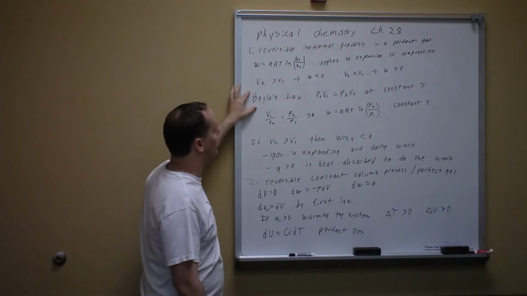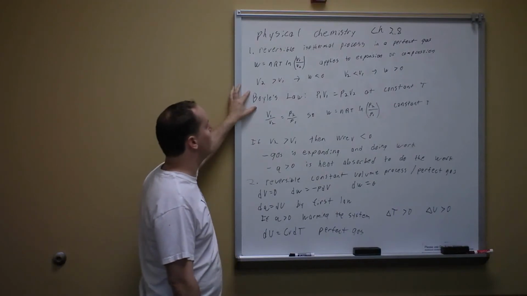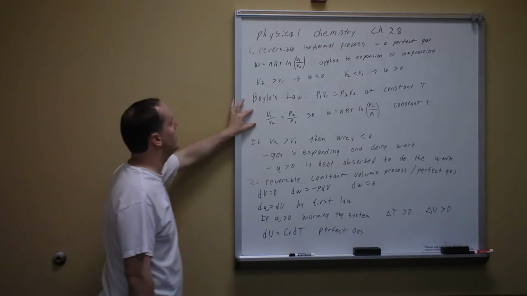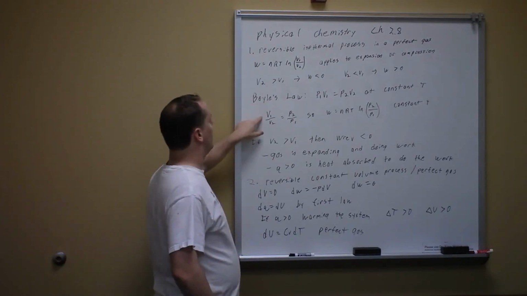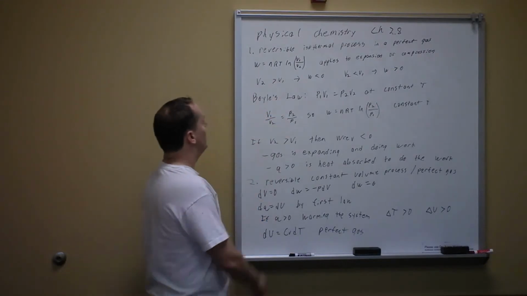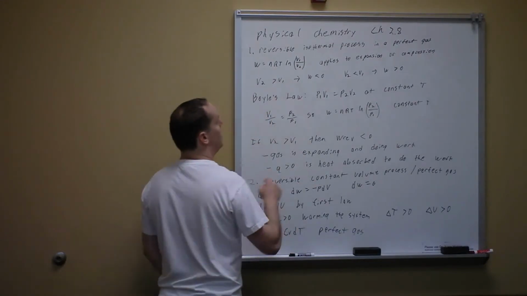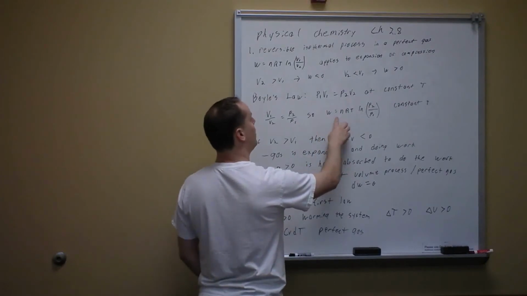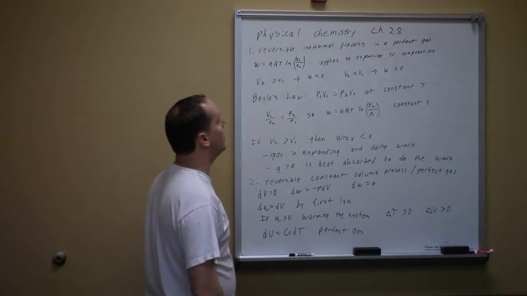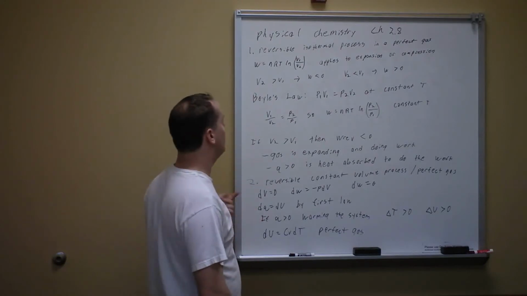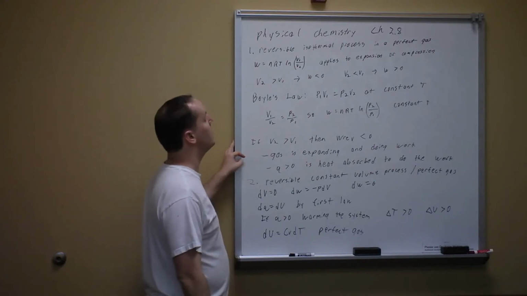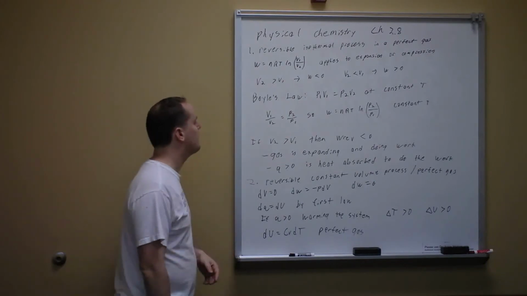Now, Boyle's law says that at constant temperature, P1V1 equals P2V2. This only applies to an ideal gas, obviously. So, rearranging that, we get V1 over V2 is equal to P2 over P1. Substituting that back in up here, then we have work can also be written as minus nRT times the natural log of P2 over P1. That's a convenient shortcut sometimes when you're solving a problem. And again, this is only valid at constant temperature.